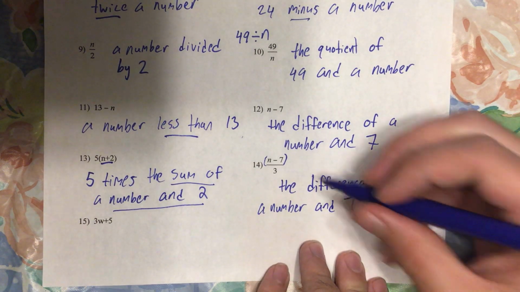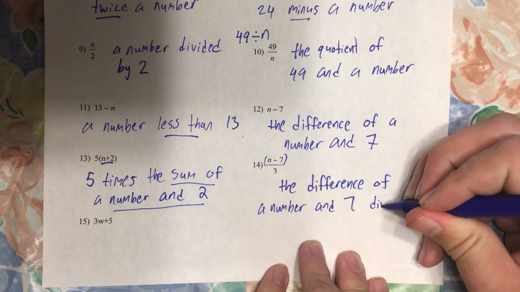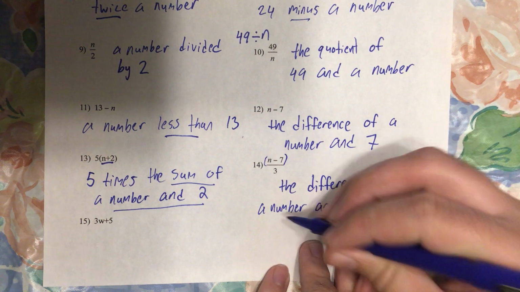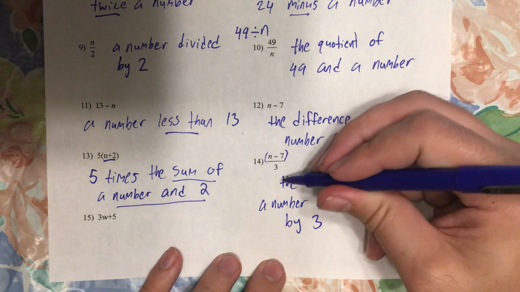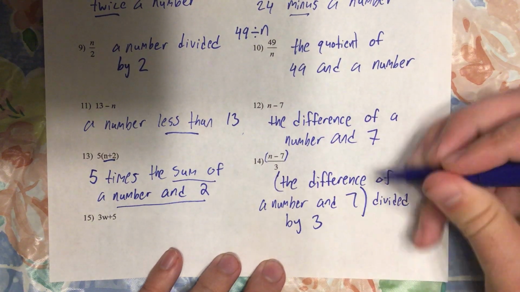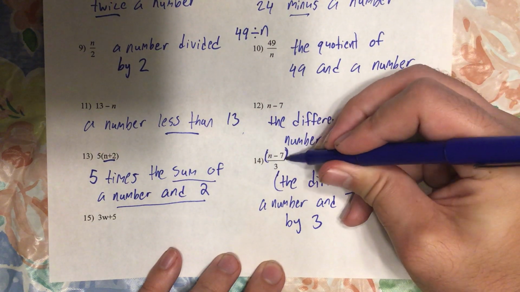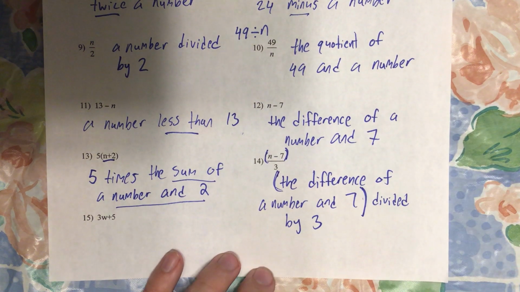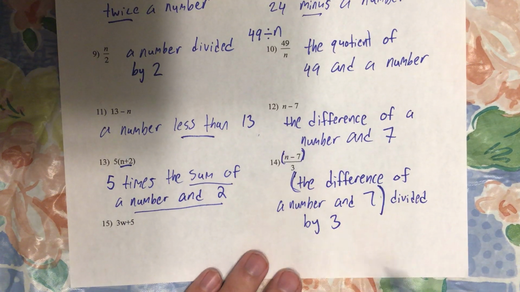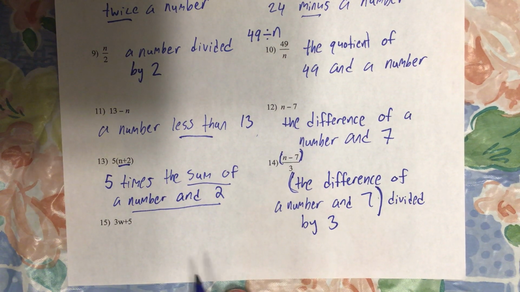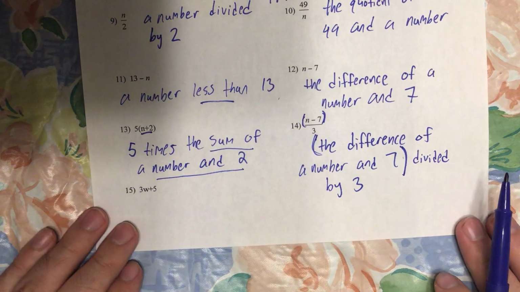That's all being divided by 3. So the difference of a number and 7, we got like these in parentheses here. We have them right here. Difference of a number and 7. That's all being divided by 3. We have it all divided by 3. Awesome. All right, last one.